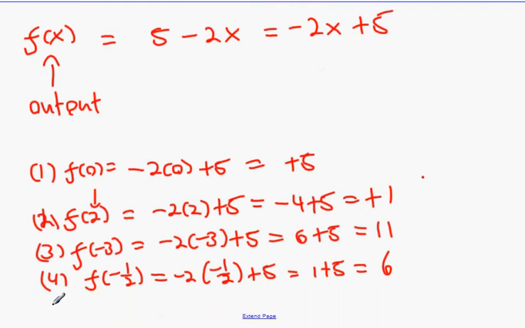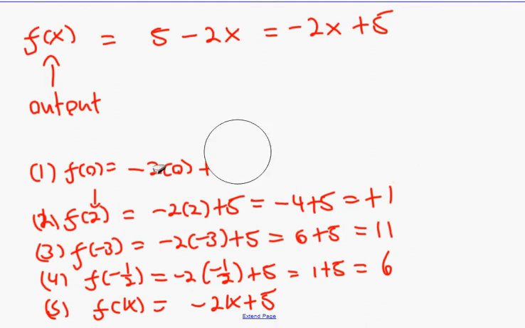What does f of k mean? Anywhere you see x, now you put the letter k. It's going to be -2k plus 5. And that's it. Okay? Now, there's something that I really want to explain, the difference right now, okay, to you guys. That's easy enough stuff, isn't it? Now there's a big difference.